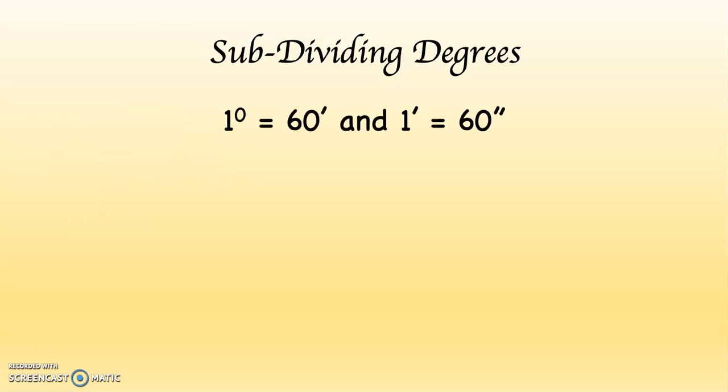So 1 degree equals 60 minutes. And of course, once you get to 60 minutes, you flip over to a new degree. So you can't have 2 degrees, 60 minutes north. That would be 3 degrees. You could have 2 degrees, 59 minutes. But once you get to 60, you flip over to another degree.